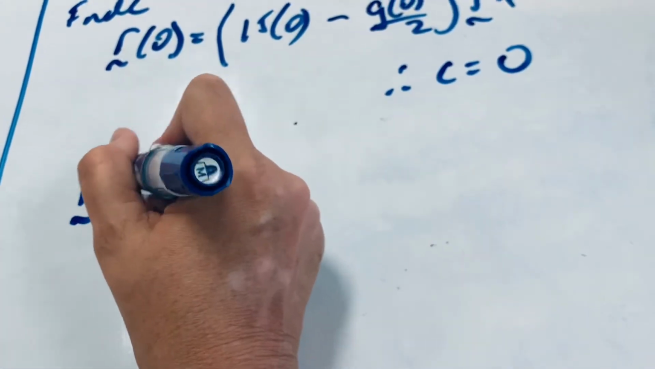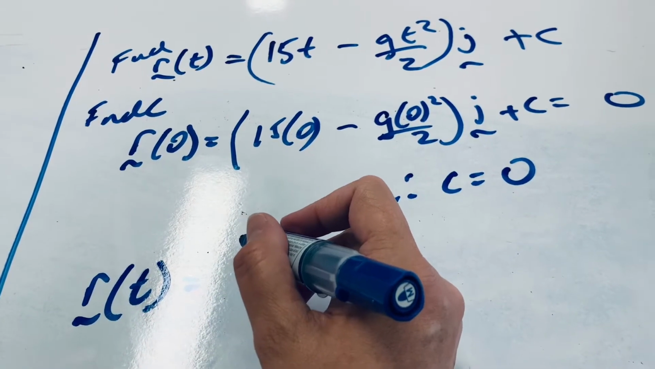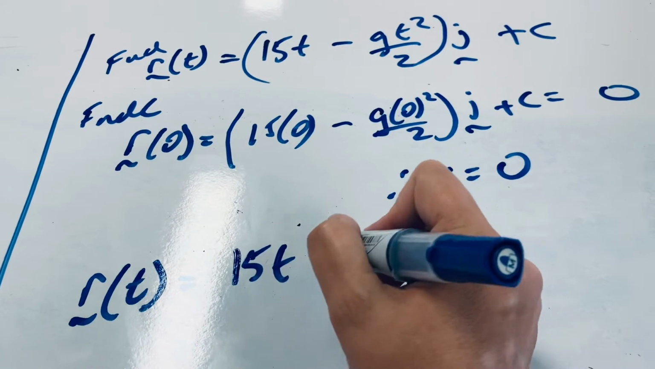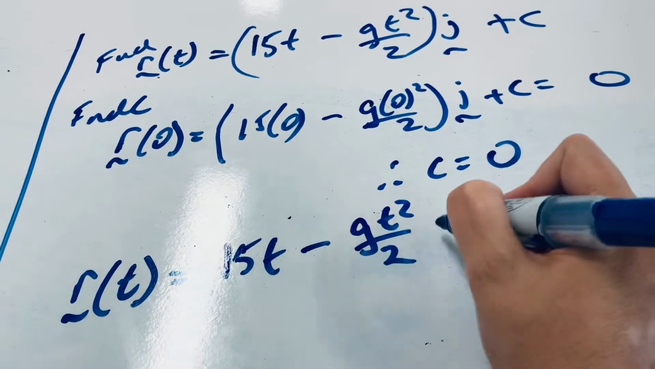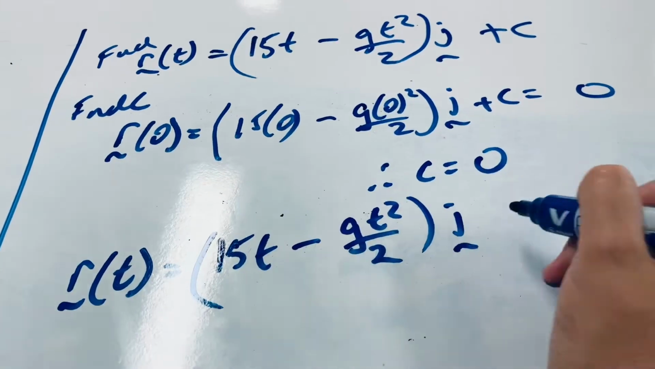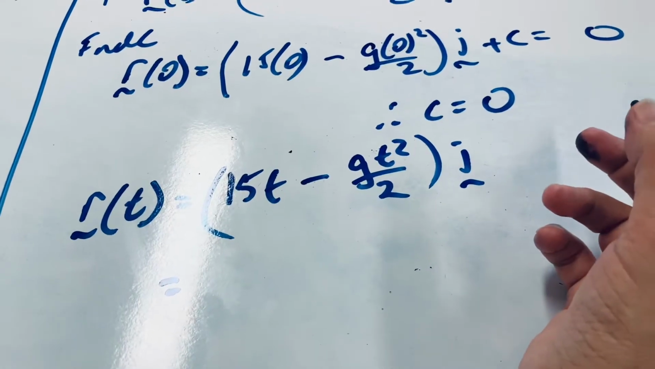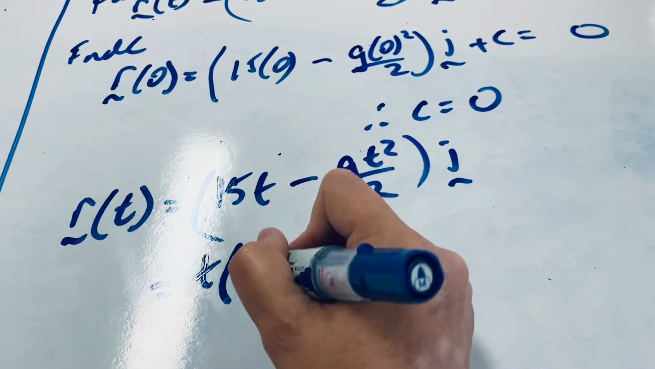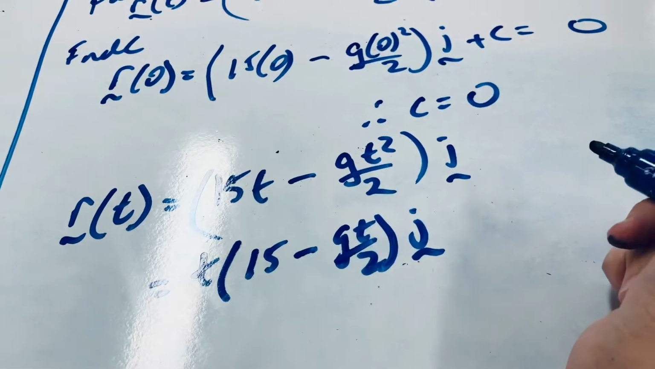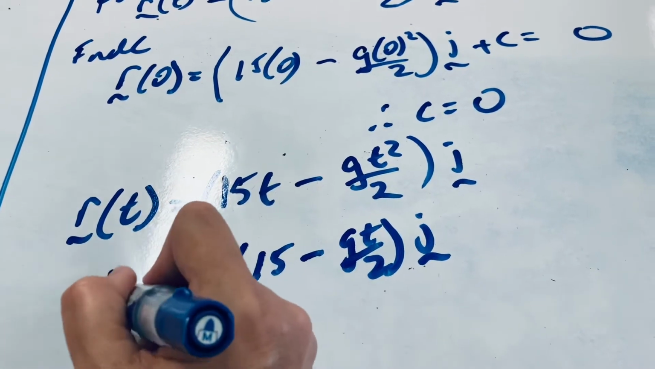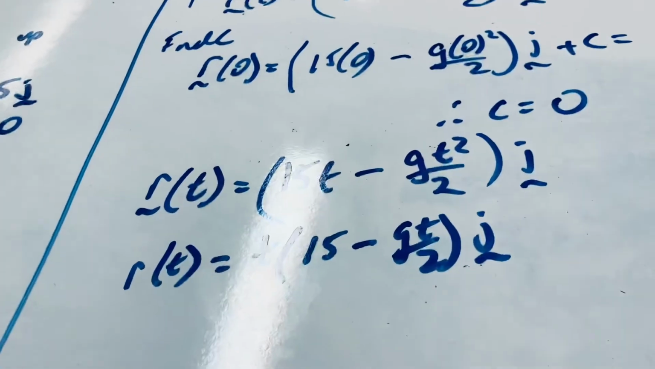So r(t) equals (15t minus gt squared on 2)j. Can't really factorise that much. You could take the t outside and make it (15 take gt on 2)tj. About the best you can do. So we've found velocity and we've found position vector.